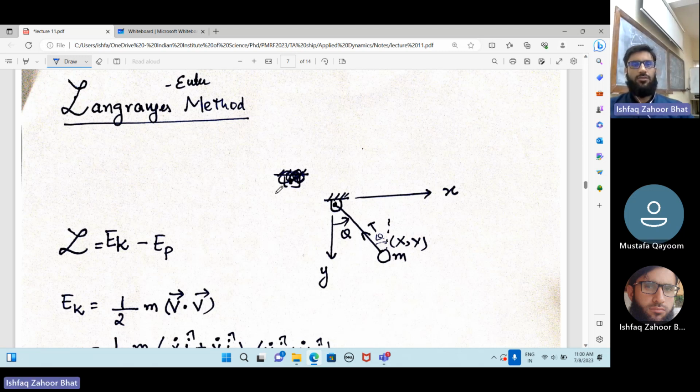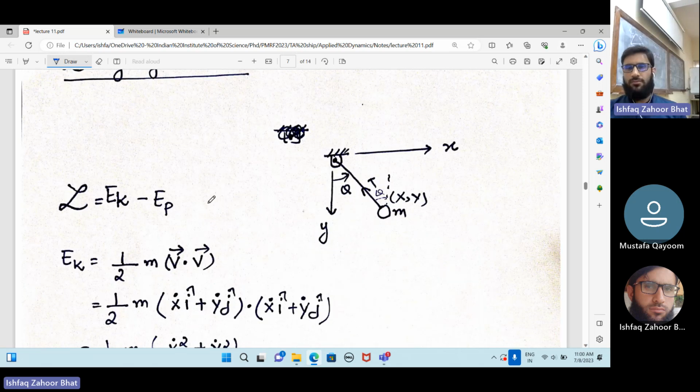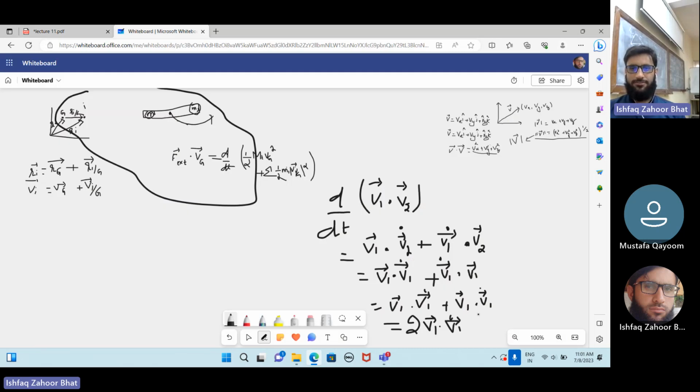Okay. So let us go to the Lagrangian. To be more specific, it is the Euler-Lagrange method. This is pronounced as Euler-Lagrange method. So let's first go to the whiteboard and have some discussion regarding this.